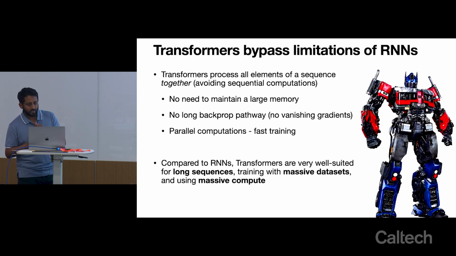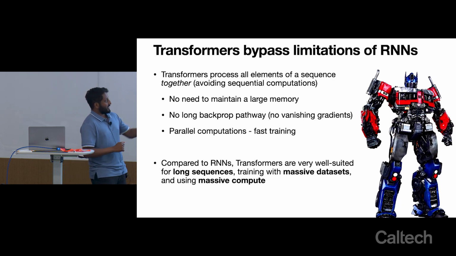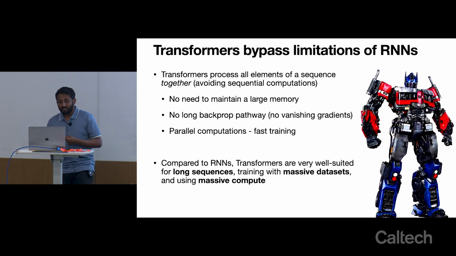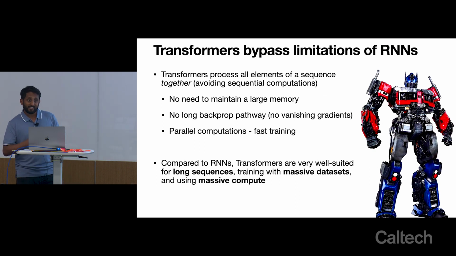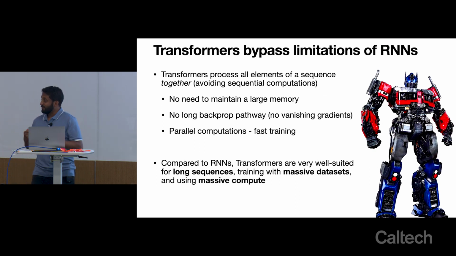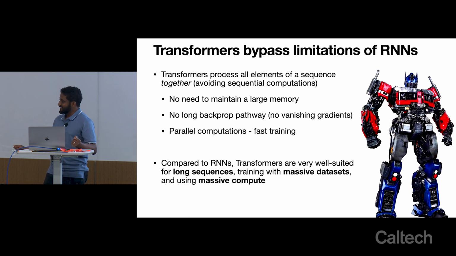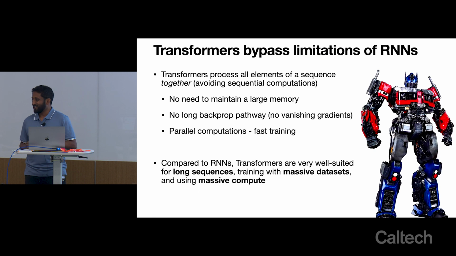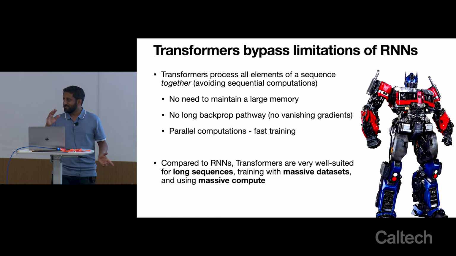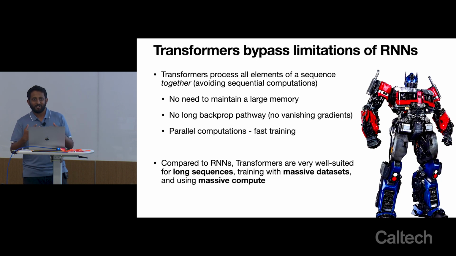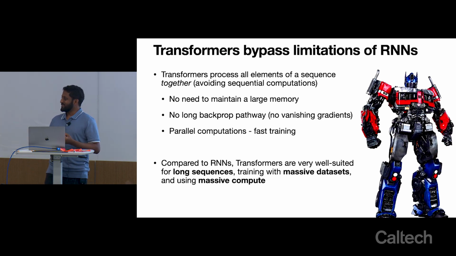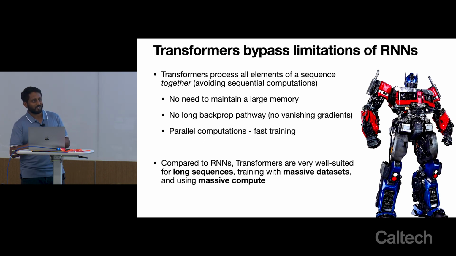Okay, so compared to RNNs, transformers are very well suited for long sequences, for training with massive data sets, and for using massive compute. And that's what's happened in the last couple of years: we've switched to long sequences, massive data sets, crawling the entire internet, and just using massive compute. Google has farms of TPUs, and each one of these models that you hear about is trained for potentially many weeks on basically supercomputer power. I think it's changed what we consider to be a supercomputer these days. The class of computation we have right now is just unbelievable.